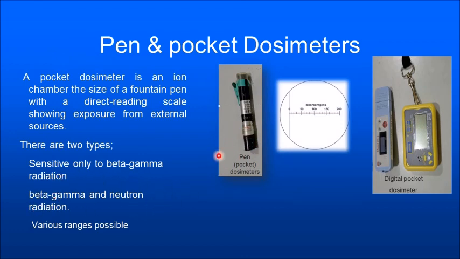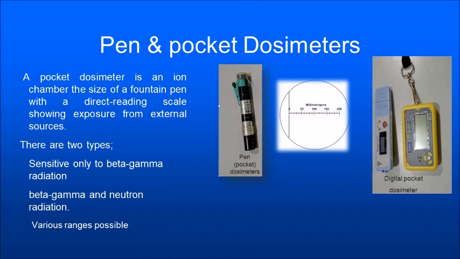And various ranges are possible. Not necessarily do you have to have only 0 to 200. I had this one which went even up to 0 to 5 R. So various ranges of pocket dosimeters are possible.